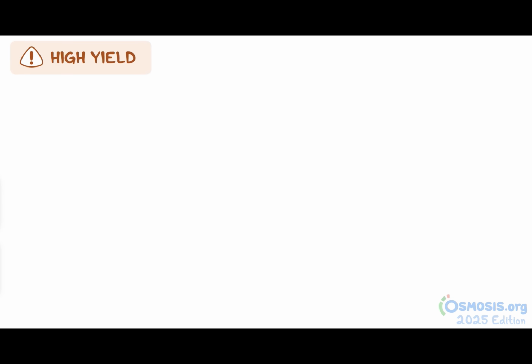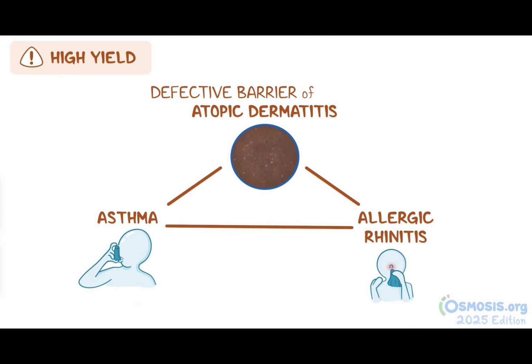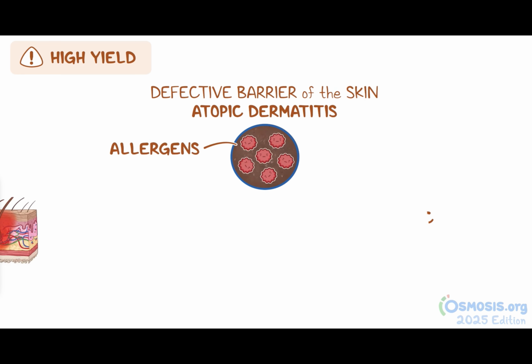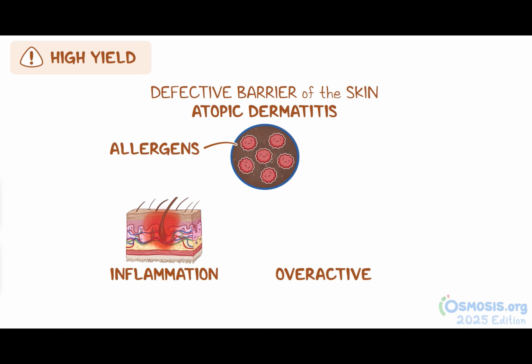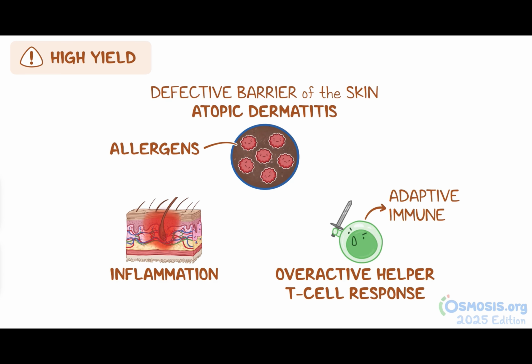Here's a high-yield fact. Atopic dermatitis is part of the atopic triad comprised of atopic dermatitis, allergic rhinitis, and asthma, which may start simultaneously. These patients have a defective barrier of the skin which allows irritants and allergens to penetrate and cause inflammation via an overactive helper T-cell response, which kicks in during an adaptive immune response.